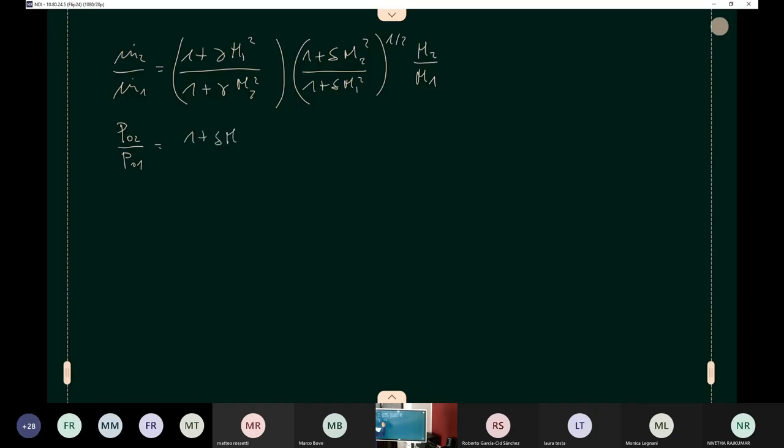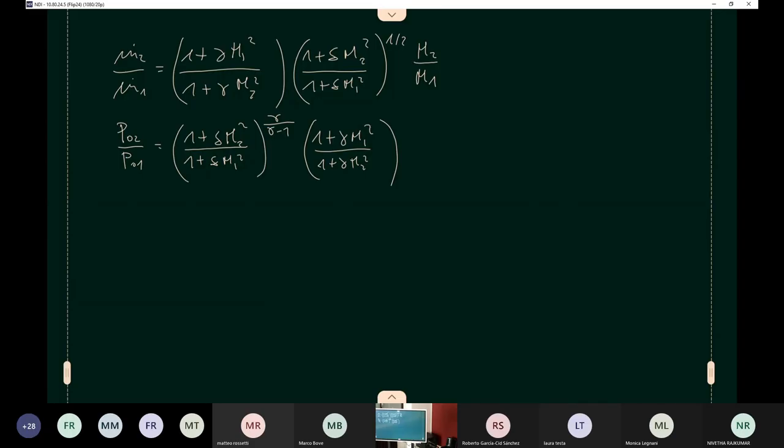And also for the total pressure ratio: one plus delta m2 squared over one plus delta m1 squared, to the power of two gamma over gamma minus one, multiplied by one plus gamma m1 squared divided by one plus gamma m2 squared. So these are the solution for our adiabatic flow, because we are just considering the mass addition.